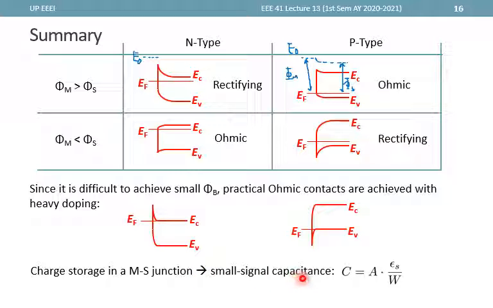Now there is charge storage in an MS junction, which introduces some small signal capacitance, which can be modeled like a parallel plate capacitance. Plotting this with respect to voltage, or 1/C² with respect to voltage, allows us to characterize the device, get the doping concentration and VBI, and from VBI we can approximate the value of the barrier height.